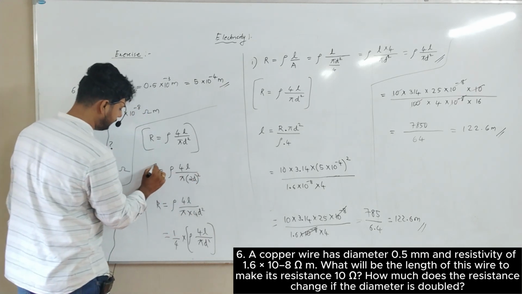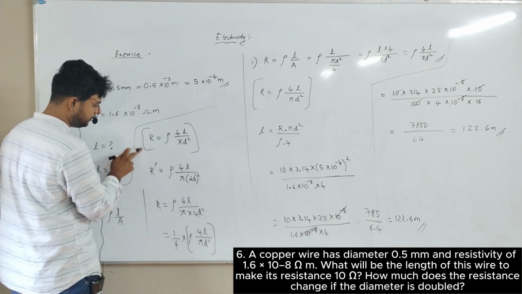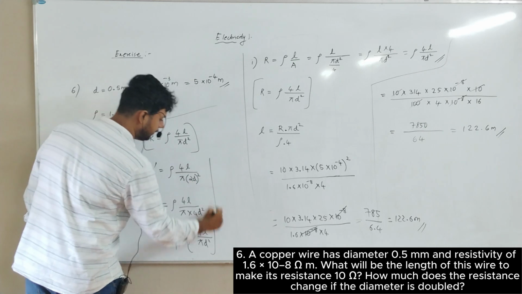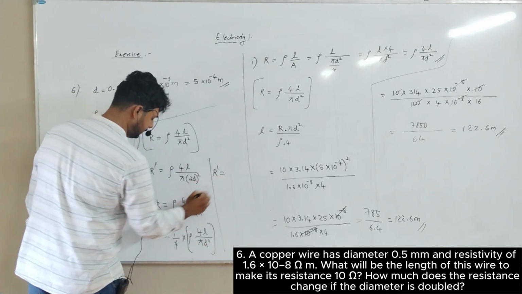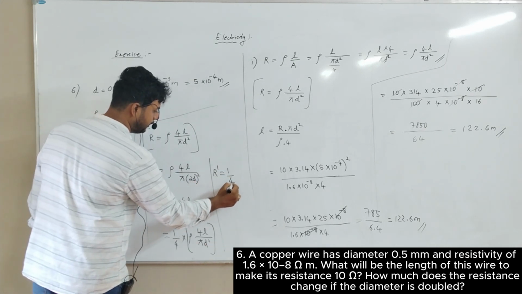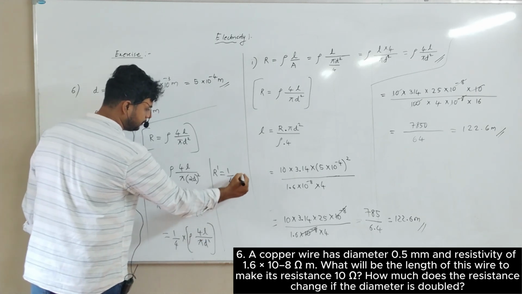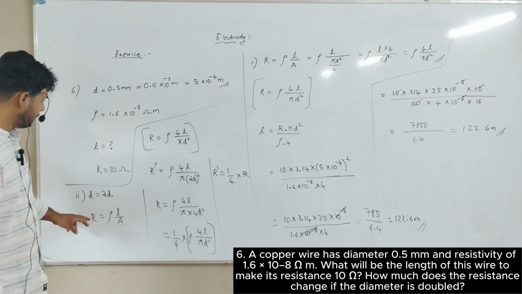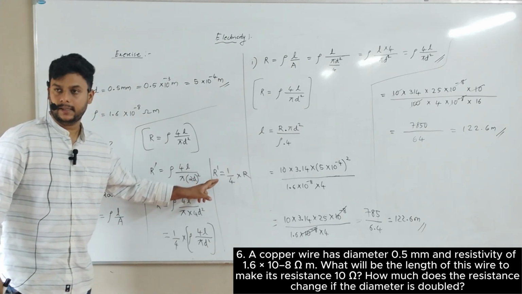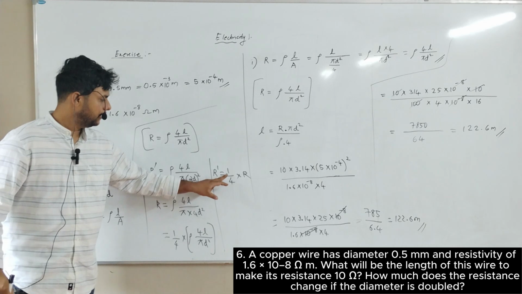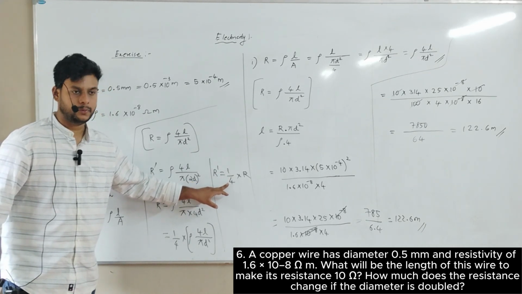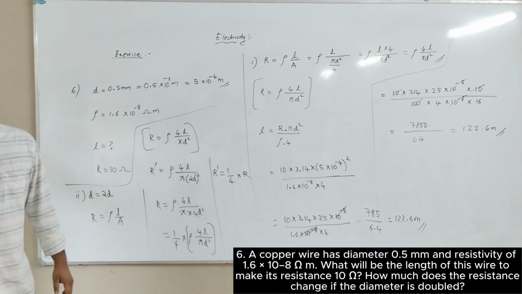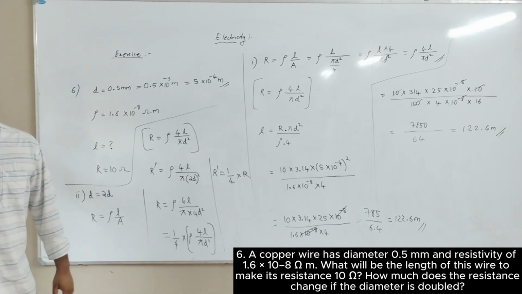So this I will take as R dash. This is not R, but it becomes the same, R dash. Therefore R dash is equal to 1 by 4 into this whole thing, which is resistance R. So R dash refers to the resistance if I double the diameter. The resistance will become 1 by 4 times, a decrease.